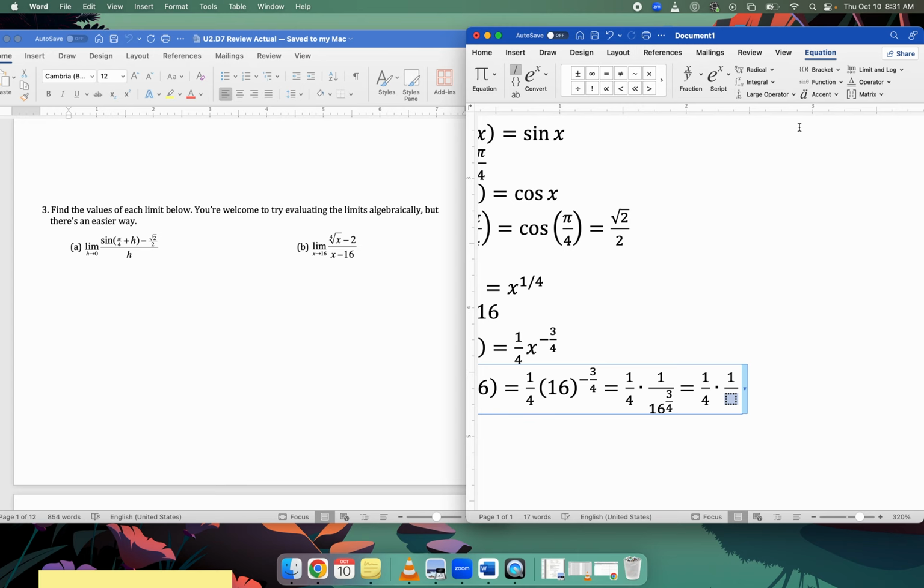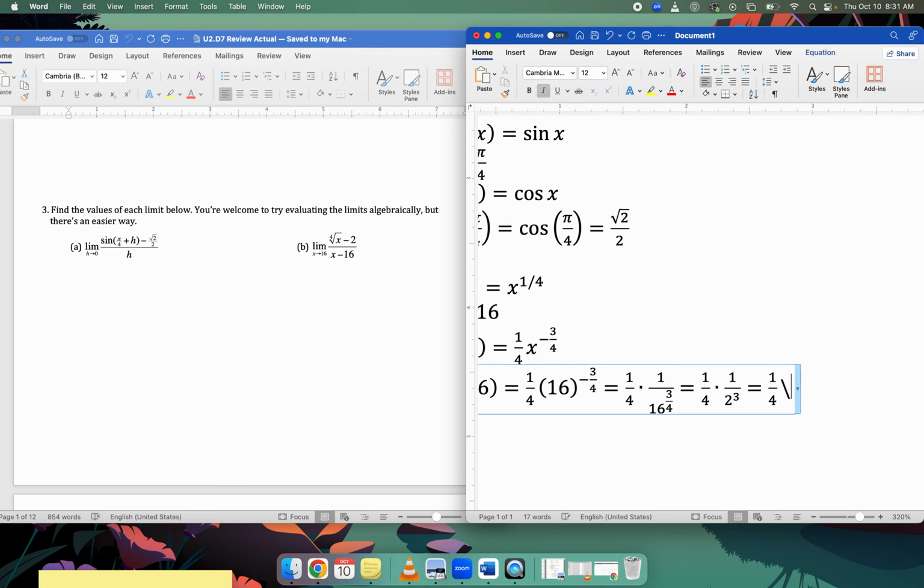It's 2, right? 2 to the 4th is 16. So if you take the fourth root first, that's just 2, and then you're cubing that. Okay, that's just going to give you 1 over 8, right? So 1 over 4 times 1 over 8 equals 1 over 32.